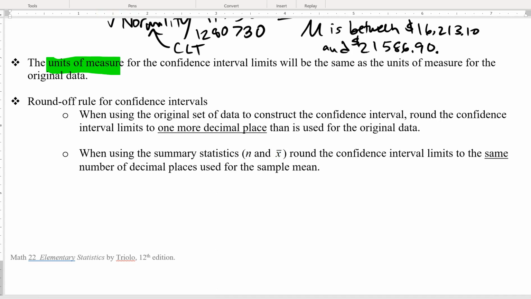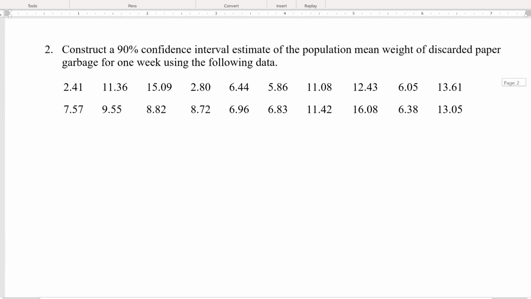And the round off rule, I encourage you, if you're doing the formula by hand, just keep as many decimals as you can until the very end. They recommend at least one more. Using the summary statistics, use the same number of decimal places as they use in the sample means. That gives you kind of a broad way of handling that with the homework.